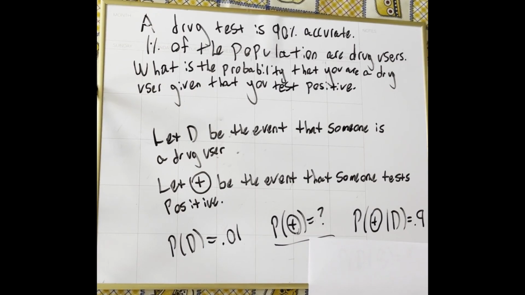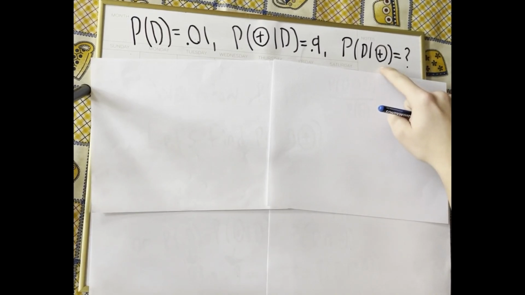And then what is the question asking us to look for? That's that third line here. What is the probability that you are a drug user, given that you test positive? That's going to be the probability of D given our little plus sign. Okay, I wrote our key information up at the top here. So how can we investigate the probability of D given plus sign? Well, we can use our definition of conditional probability.